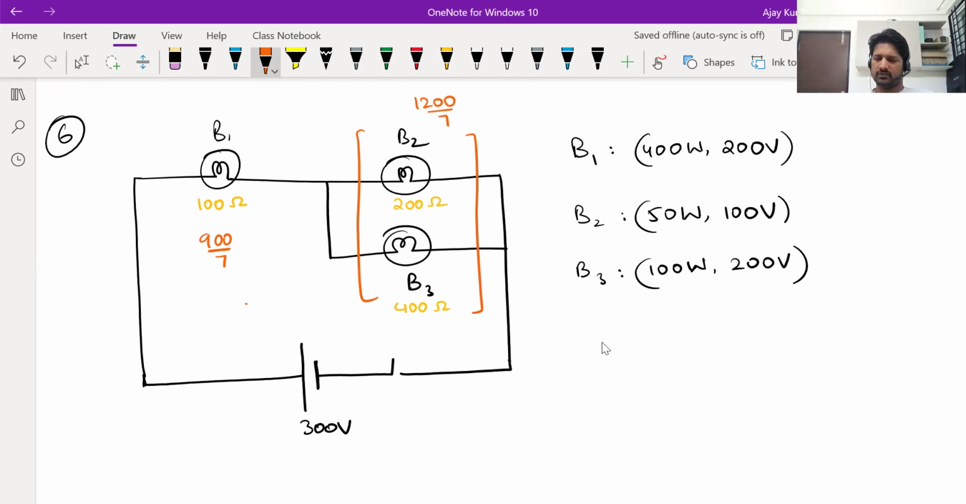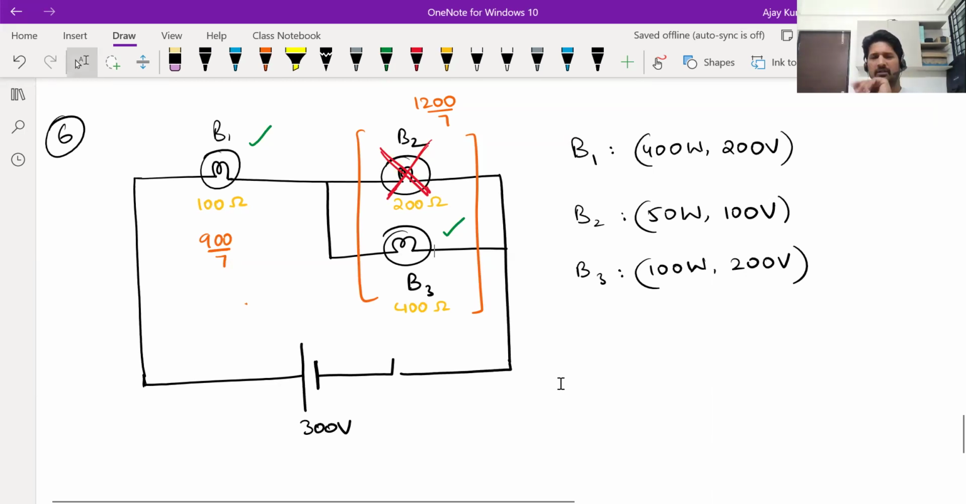That's immediately after closing the switch. Now, B1's rated voltage now is 200. 900 by 7 is less than that. So B1 is safe. B2 gets 1200 by 7, but it can only take up to 100 volts. So this will fuse. What about B3? B3 can bear up to 200. It's only 1200 by 7, so this is also safe. Fine. So the moment we close the switch, B2 is fused. What happens next?